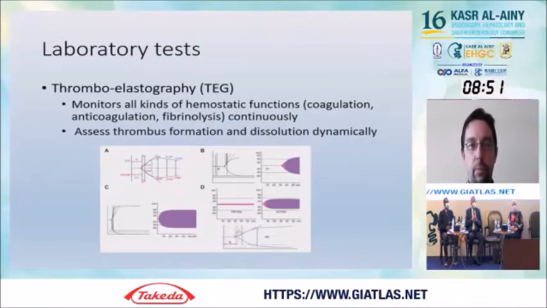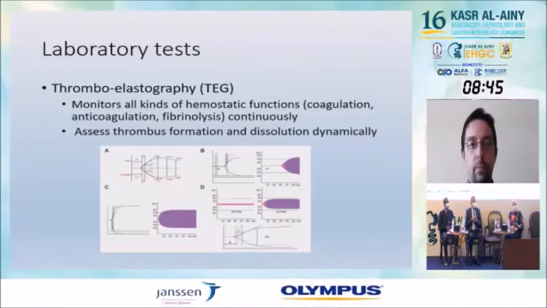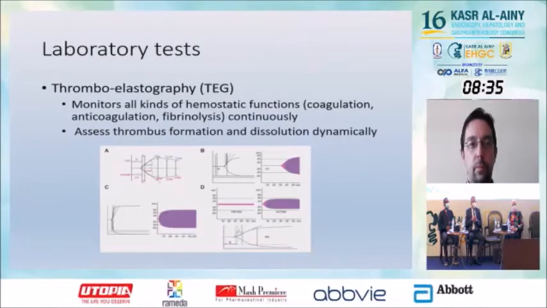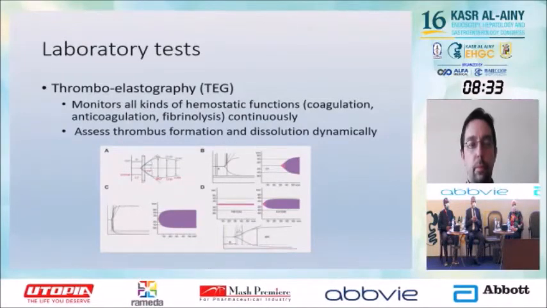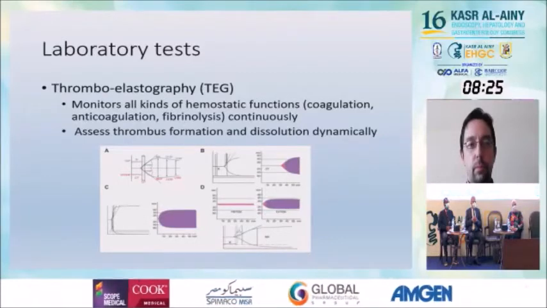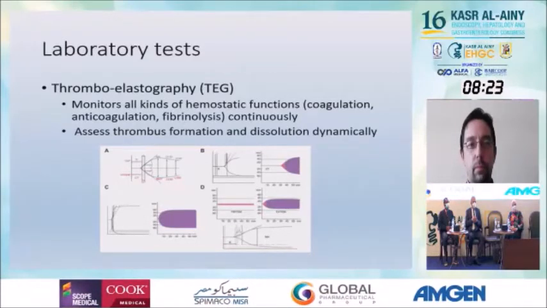Thromboelastography monitors all kinds of hemostatic functions, so the coagulation, the anticoagulation, and the fibrinolysis continuously, to assess the thrombus formation and its dissolution dynamically. In B, this patient is on anticoagulants and has a long clotting time to start. In C, this patient has a hypercoagulable state, and D is a patient with cirrhosis.